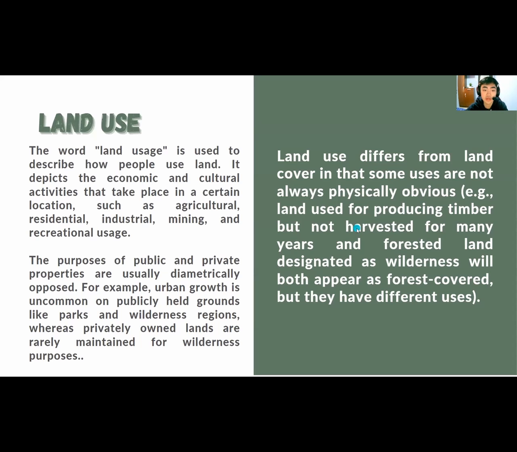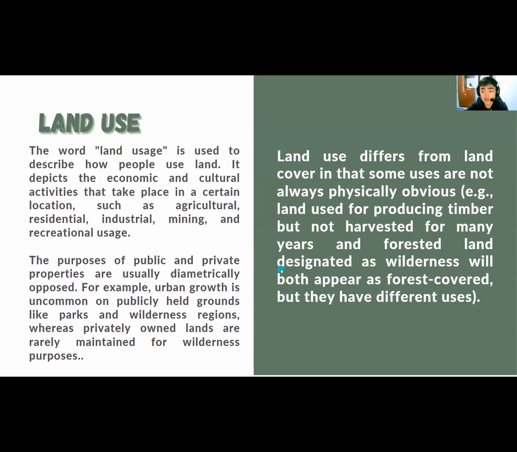It depicts the economic and cultural activities that take place in a certain location, such as agricultural, residential, industrial, mining, and other recreational usages. The purposes of public and private properties are usually diametrically opposed. For example, urban growth is uncommon on publicly held grounds, like parks and wilderness regions, whereas privately owned lands are rarely maintained for wilderness purposes.